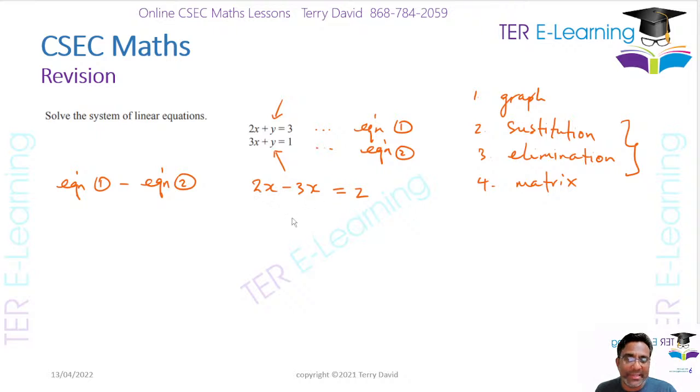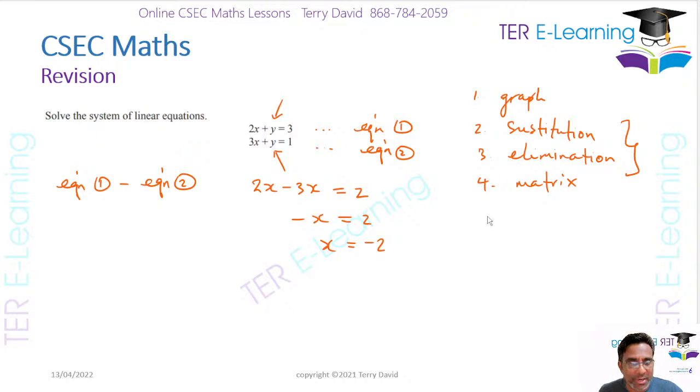Now 2x minus 3x is going to give you minus x is equal to 2. So therefore x is equal to minus 2. So I have just solved for what x is, right? The next step is I need to figure out what is the y value, right?